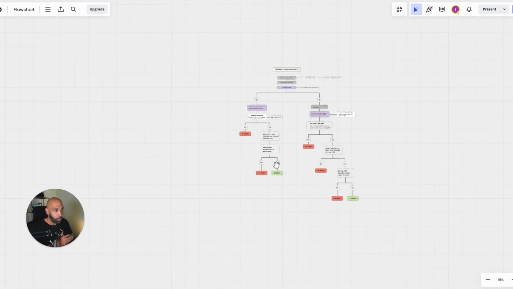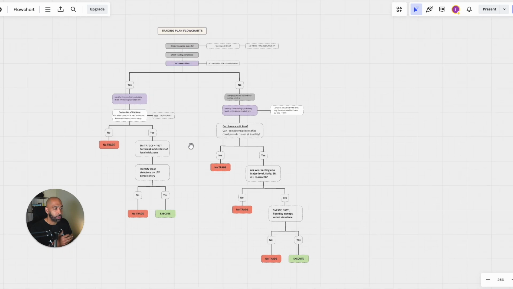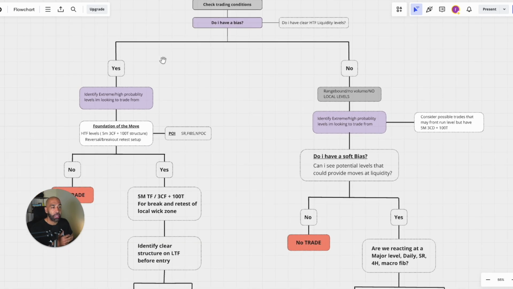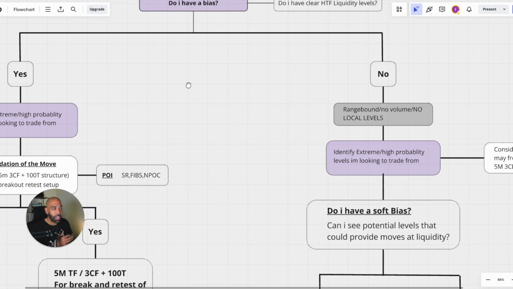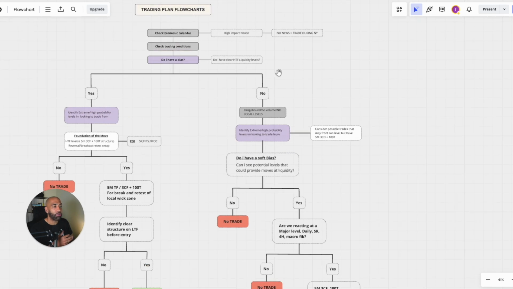Now, on the other side, if we have no bias and we don't really have what's going on, it means the day could be a range bound day.